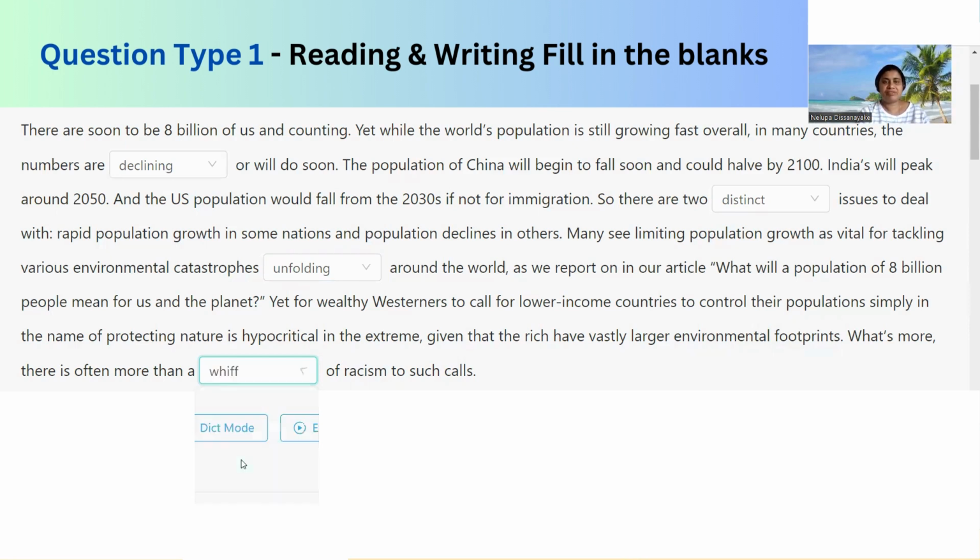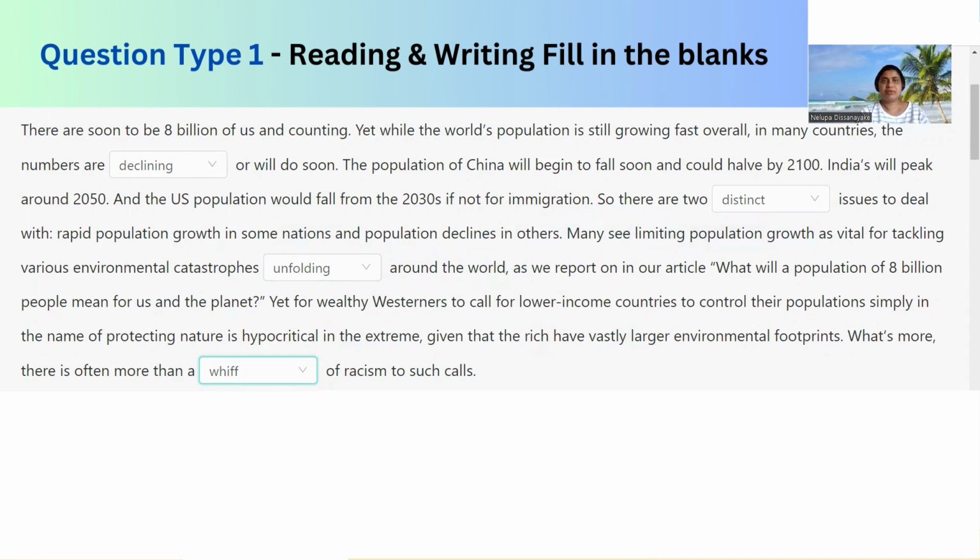So now, what is whiff? Whiff is actually some kind of a sign, some kind of a signal. We can also say some kind of a smell of racism. This is the best suited answer. Now, this is how you have to solve the answers. This is how you have to get the answers. You can use the elimination strategy, and sometimes you have to use your grammar knowledge, and also you have to consider the meaning of the sentences.